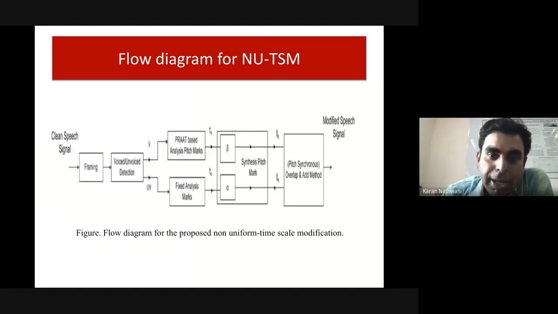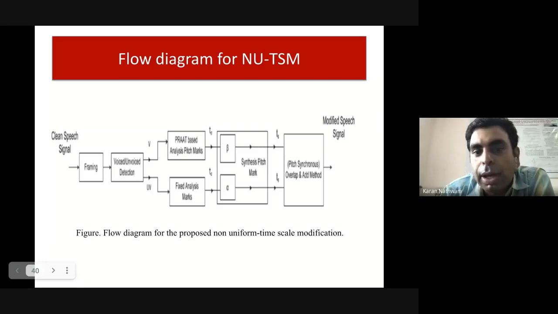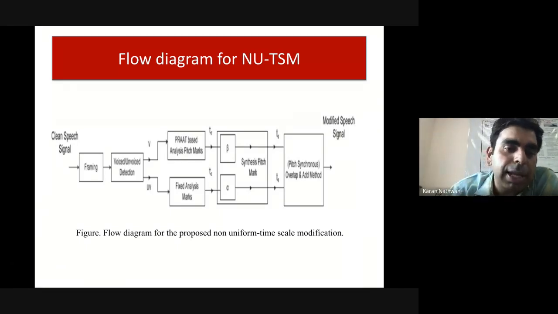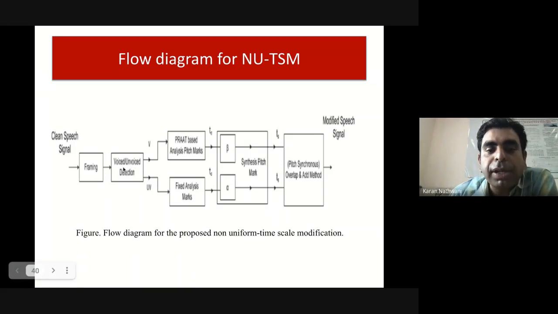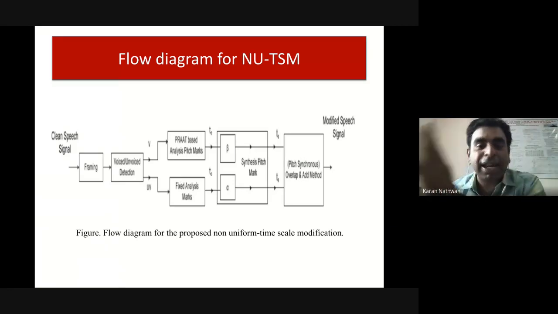Now, here is a block diagram of the non-uniform time scale modification. Again, why we did framing, I think all of you are now aware: speech is quite non-stationary, so we do that for small segments. We take a 25 millisecond window. Then we take the voiced and unvoiced decision, again using pitch analysis. Then I did Praat. Praat is another very useful method for analyzing the pitch marks. And for unvoiced, since unvoiced has no pitch, we take fixed analysis marks.